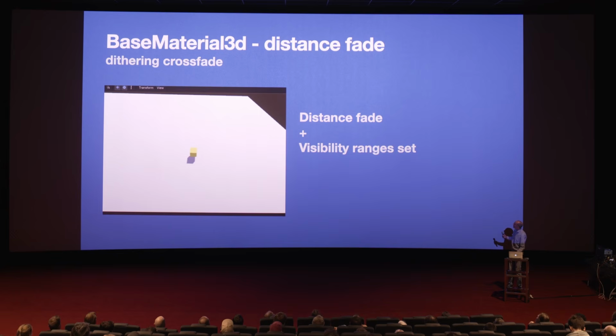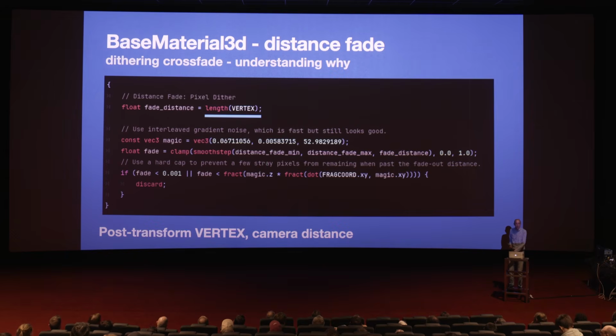But now we've set the distance fade, we've set the visibility ranges, we've done everything right. So it must be good, right? Let's have a look. Oh, now my shadow is gone. So what's going on? Going back to the shader, this is the fragment shader, by the way. This is a post-transform vertex, camera distance. Camera distance? Well, that's interesting.